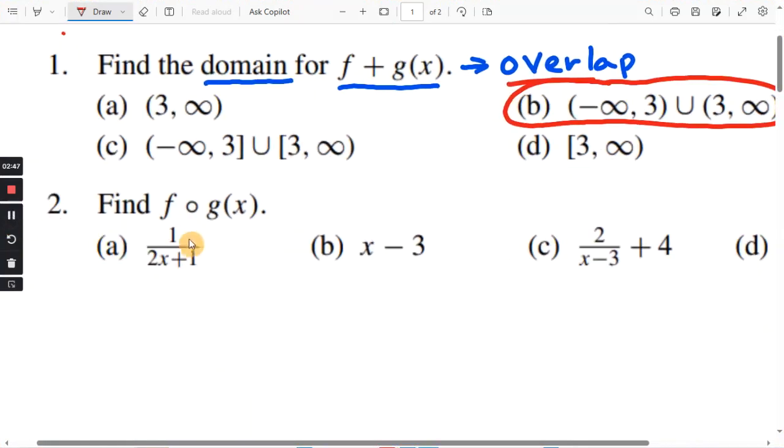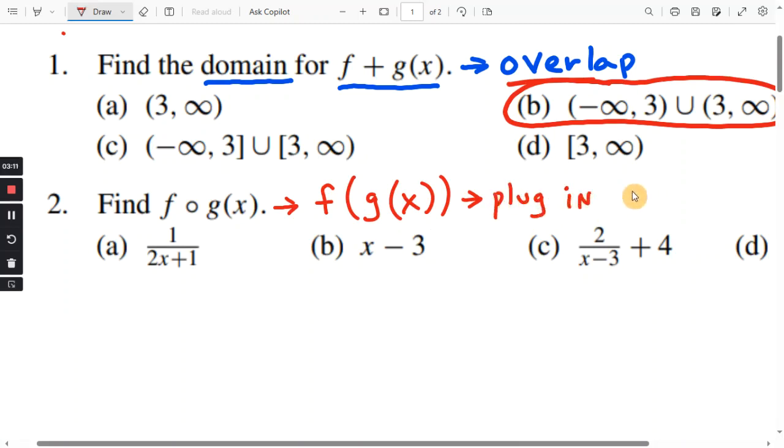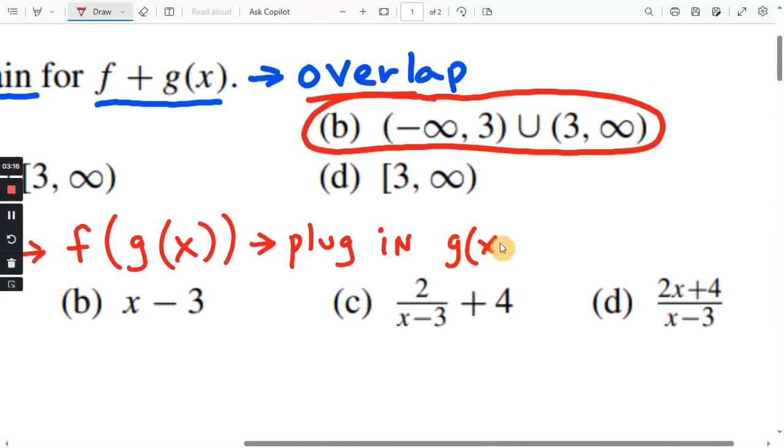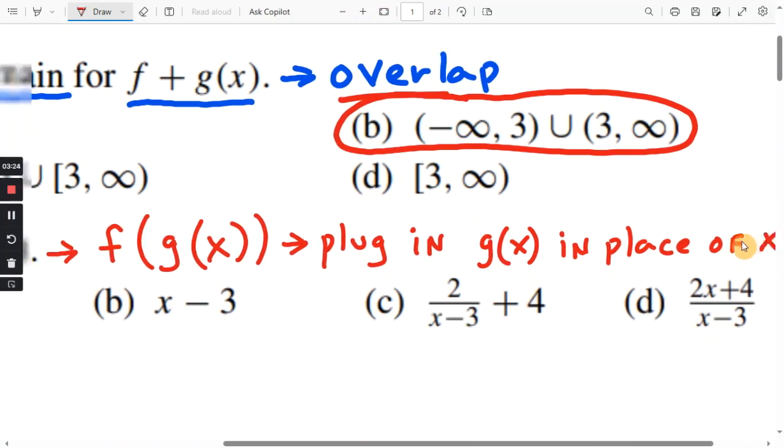All right, number 2, they want us to find f of g of x. Remember this little circle, think of the word of. So this can be written as f of g of x. And what that means is plug in. We're going to plug in g of x in place of x. Okay, so think about it.